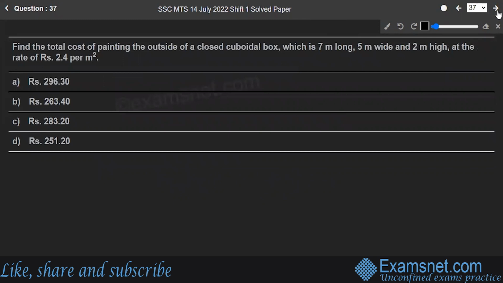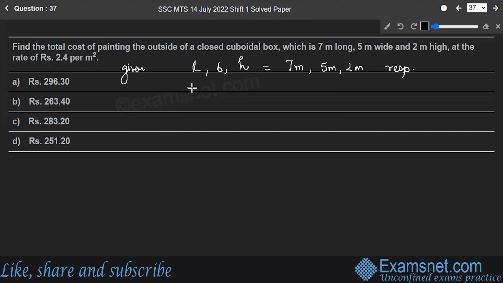Find out the total cost price of painting the outside of a closed cuboidal box, which is 7 meters long, 5 meters wide, and 2 meters high, at the rate of rupees 2.4 per meter square. Correct. So you are given the dimensions. Let's note down the dimensions first. The length, breadth, and height. They are given as 7 meters, 5 meters, and 2 meters respectively.